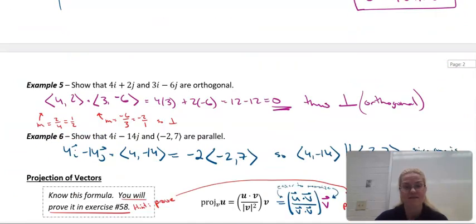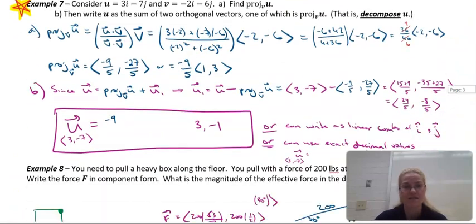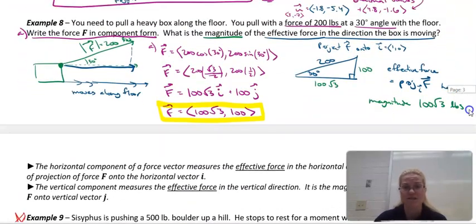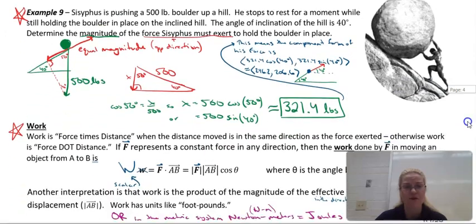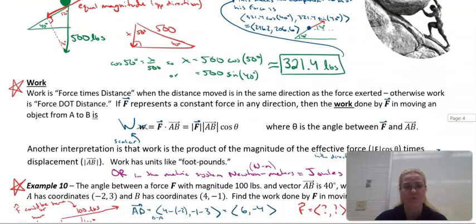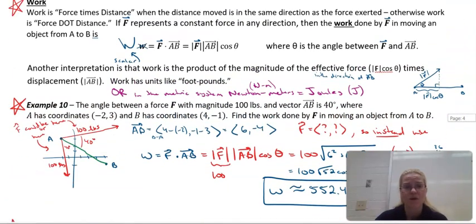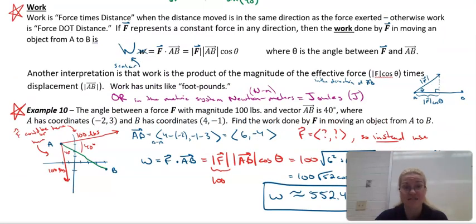We looked at vector projection. Example 7 is a really good start example. Know how to do that. And then in class today, we looked at forces and problems that involved force and work. So example 9, finding the effective force in pounds. Example 10, we worked through how much work we find. So again, work is force dot distance. It's the dot product of your force vector and your distance or direction vector.